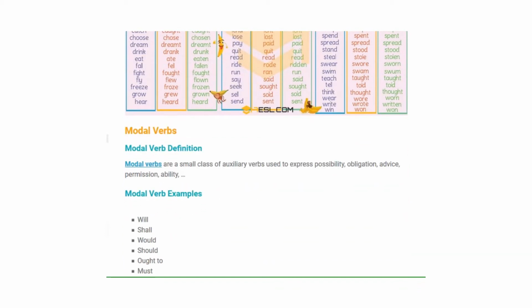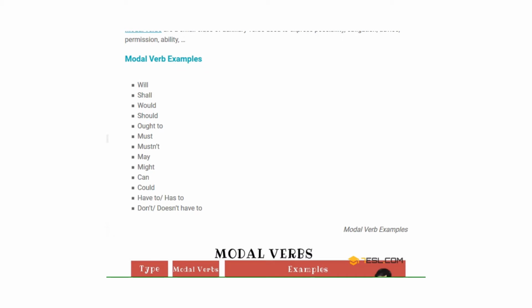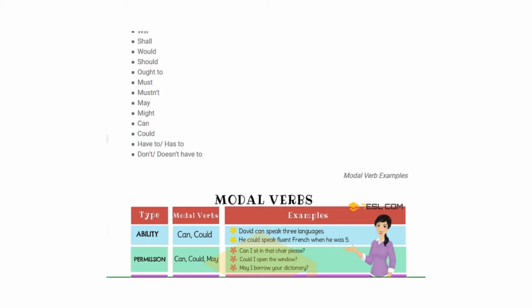So after that we have modal verbs. What's a modal verb? Modal verbs are a small class of auxiliary verbs used to express possibility, obligation, advice, permission, ability. So modal verb examples are will, shall, would, should, ought to, must, mustn't, may, might, can, could, have to, has to, don't have to, doesn't have to.